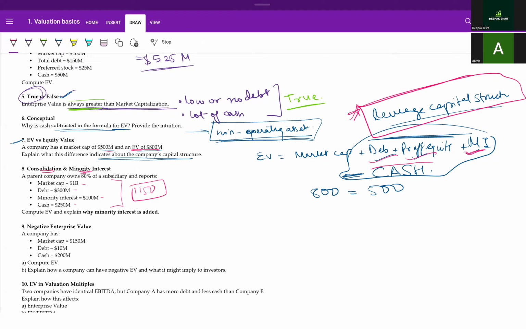And why have we added the minority interest? Because the parent consolidates 100% of the subsidiary's financials in its income statement, including EBITDA. To match the numerator with the denominator in a formula like enterprise value to EBITDA, minority interest is added. So both reflect the same level of ownership. This will help us calculate ratios like enterprise value to EBITDA.